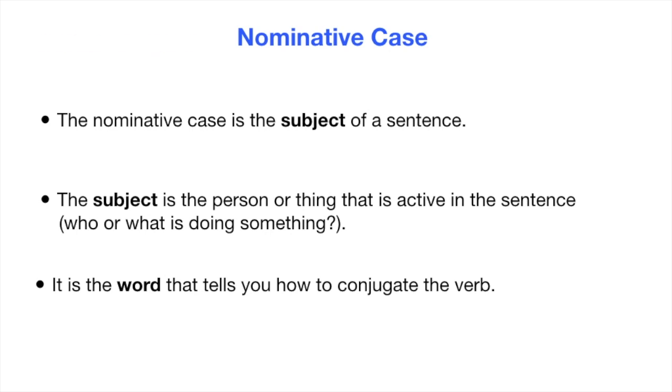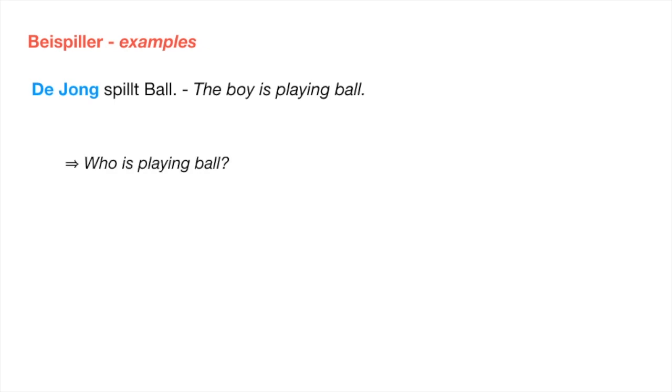Let's illustrate this with some examples. Beispiele. De Jong spielt Ball. So the boy is playing ball. So the question you have to ask, who is playing ball? Now, de Jong. So de Jong is the subject. Okay? And so we have to conjugate the verb spielen in the 3rd person singular. De Jong spielt Ball.